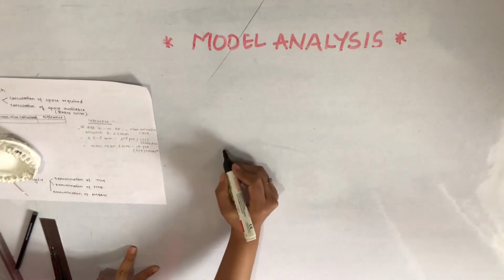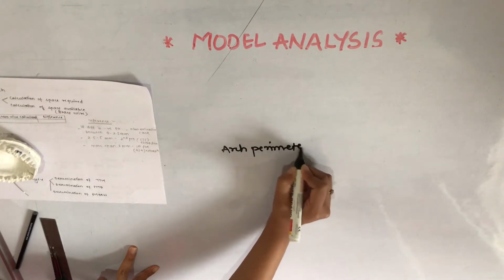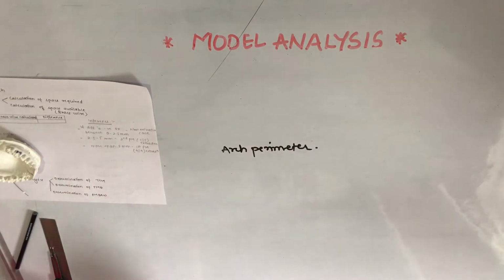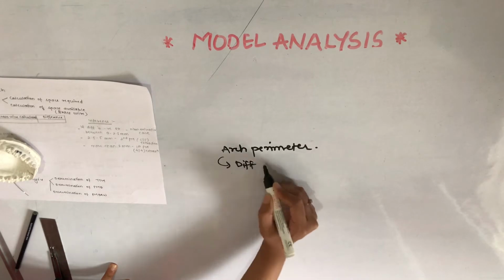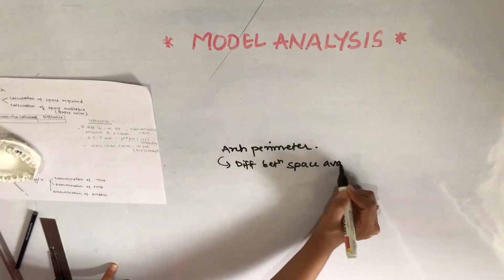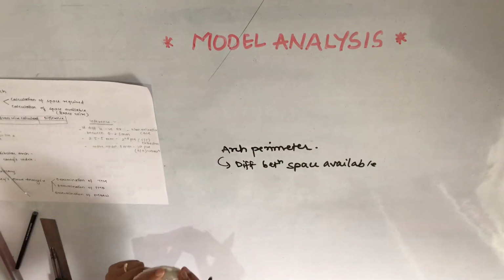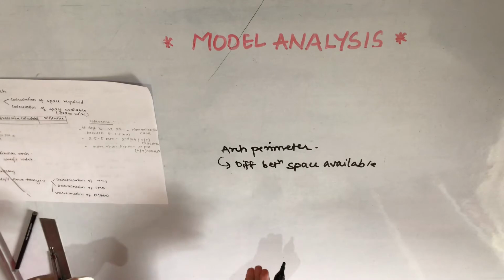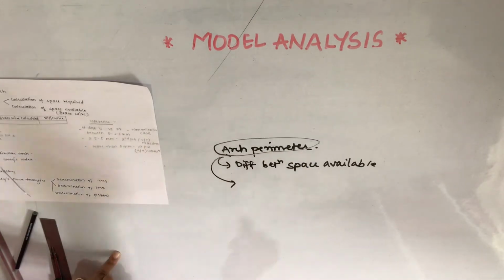Starting off with the first analysis, that is the arch perimeter analysis. This analysis helps to determine the difference between the space which is available and the space which is required. So how much is the space available in your cast, and how much is the space which is required for the treatment to be done. This is what helps in the arch perimeter determination.